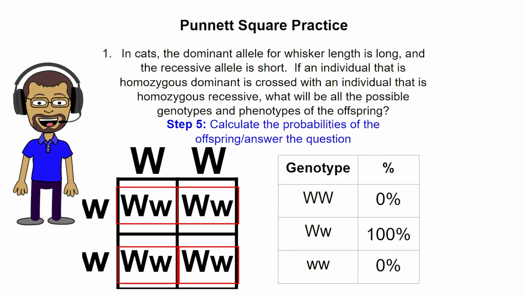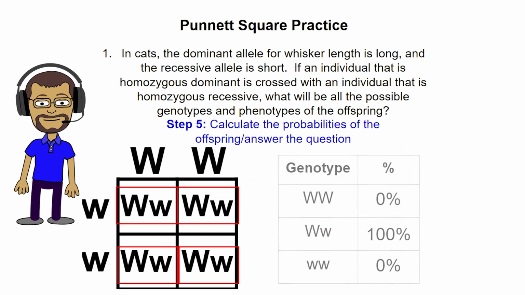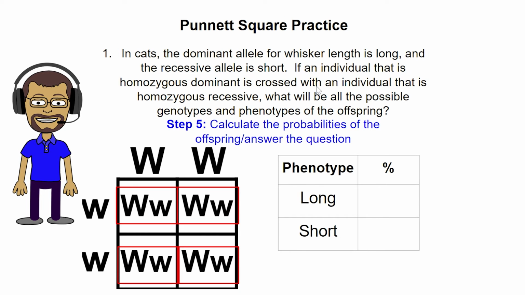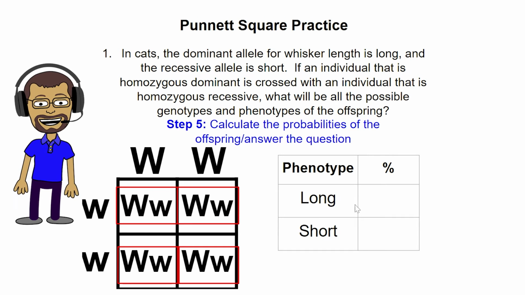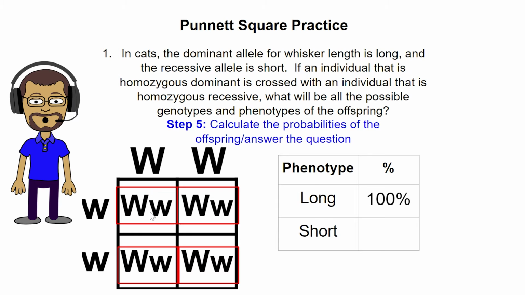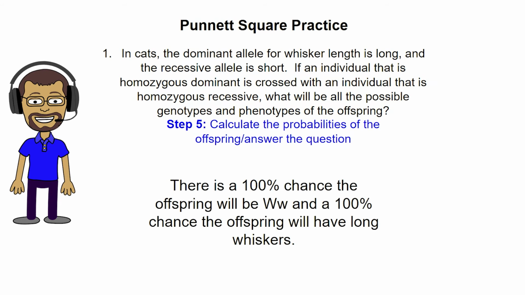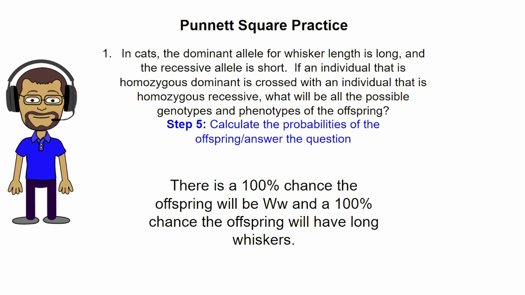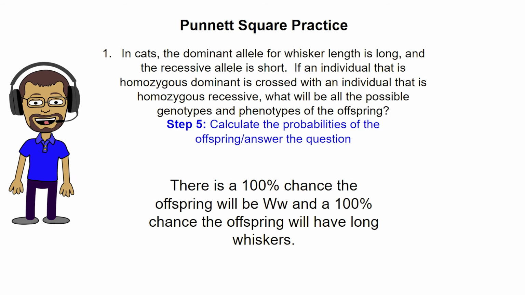All right, so that's the genotypes, but now let's list the phenotypes. Remember, you can either have long whiskers or short whiskers. The percentage of long whiskers: it was all big W, little w, which we said in an earlier step means you're going to have long whiskers. Since there's no little w here, there's not any possibility to have short whiskers. So in the end, there's a 100% chance the offspring will have big W, little w, and a 100% chance the offspring will have long whiskers. Hopefully that wasn't too bad.